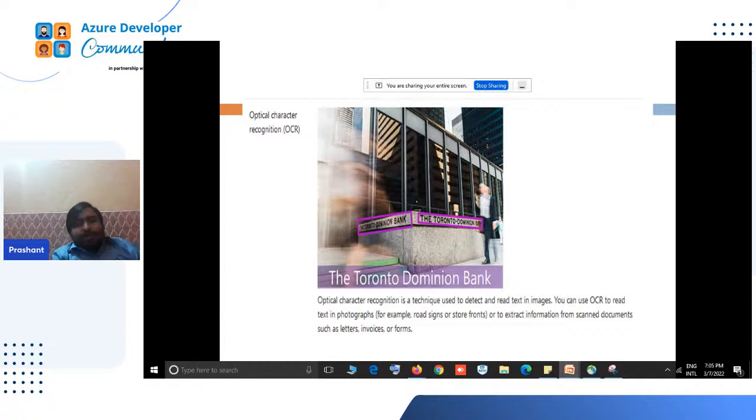Next up is optical character recognition. Here we are able to extract text from an image. So this is what OCR is about. Even Google provides these options now in Android phones, where we can extract text directly from the image. So that is one application of this.